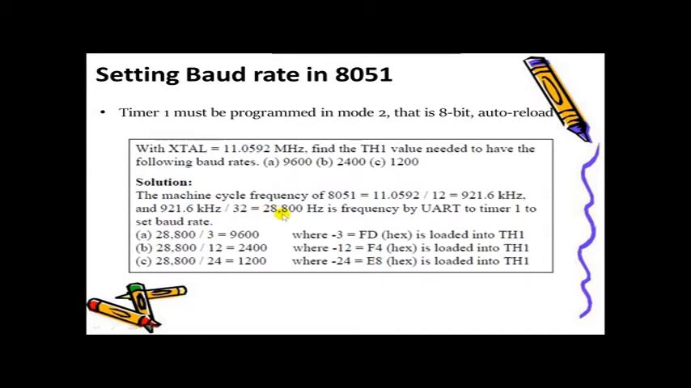Now this 28,800 hertz is divided by 3, and you will get 9600, which is the required baud rate, where minus 3, if you convert it into hex, will be FD, and it will be loaded to TH1, that is timer high 1. If you divide 28,800 by 12, you'll get 2400, where minus 12 is nothing but F4 in hex, which is loaded to TH1. 28,800 divided by 24 is nothing but 1200, where minus 24 is nothing but E8 hex, loaded into TH1.